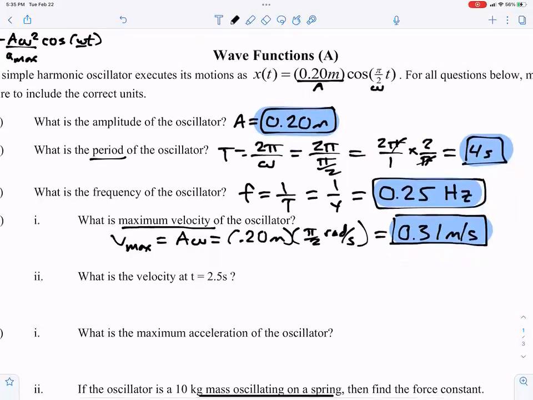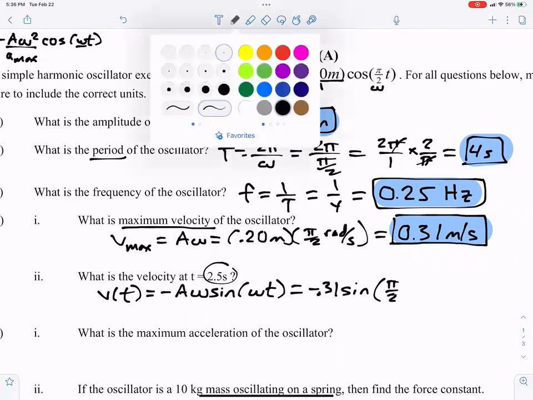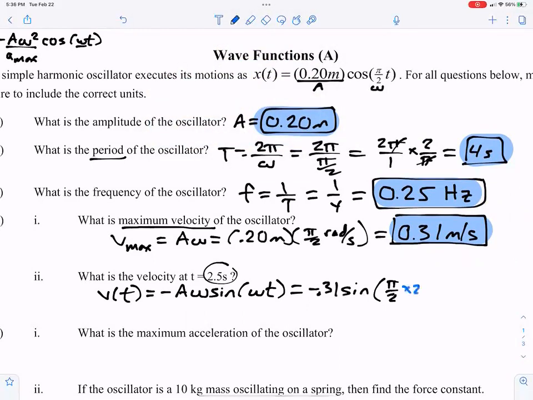What's the velocity at 2.5 seconds? Well, we need the velocity function. If the velocity function is negative A omega sine omega t, then negative A omega is negative 0.31, times the sine of pi over 2 times t, but t is going to be 2.5 seconds. So we're going to put in 2.5 seconds.